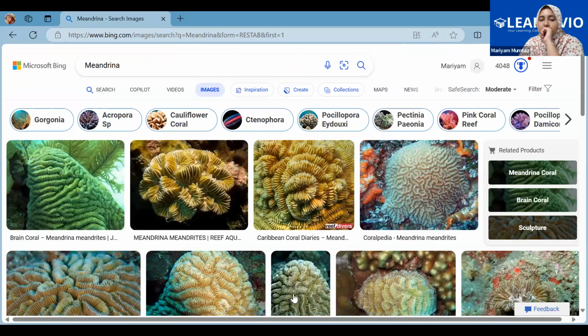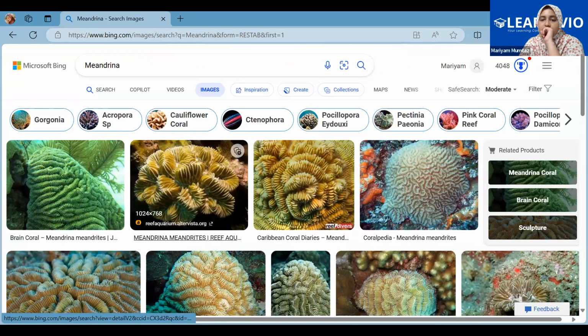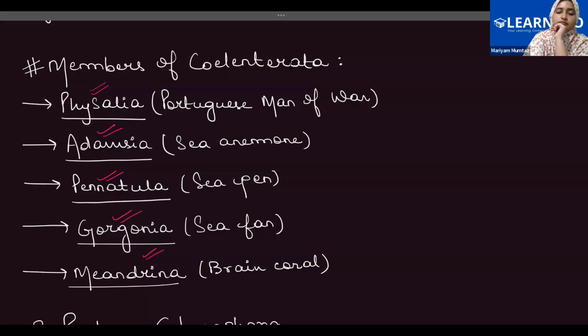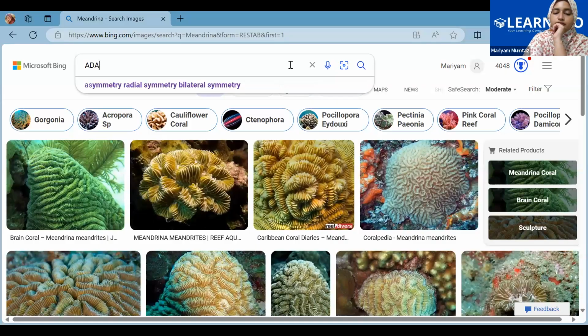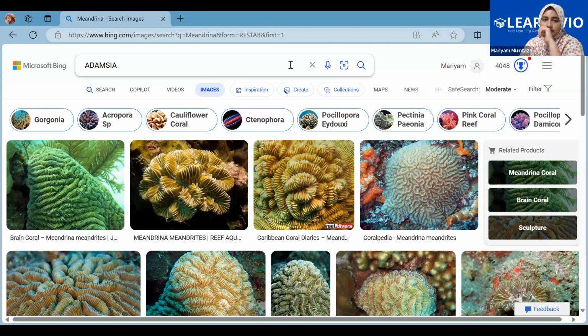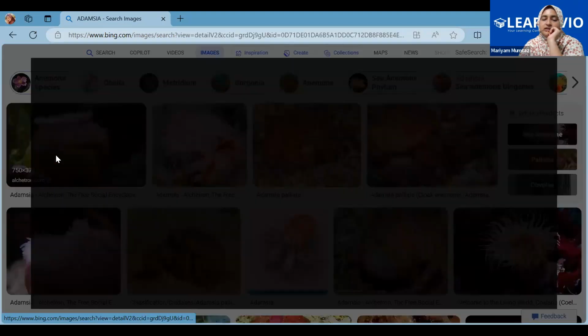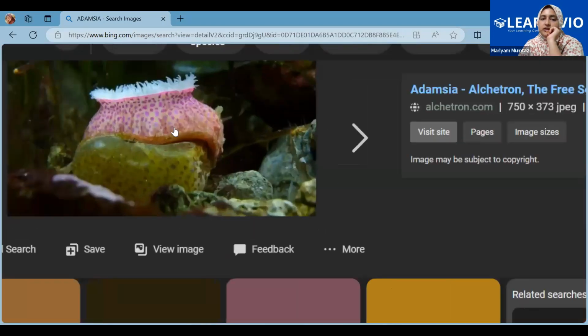Okay. Did we have anything more other than these examples? Cycon? Cycon was not there. Okay, Adamsia is left. We'll see Adamsia also. See, this is what the Adamsia looks like. It is the anemone.